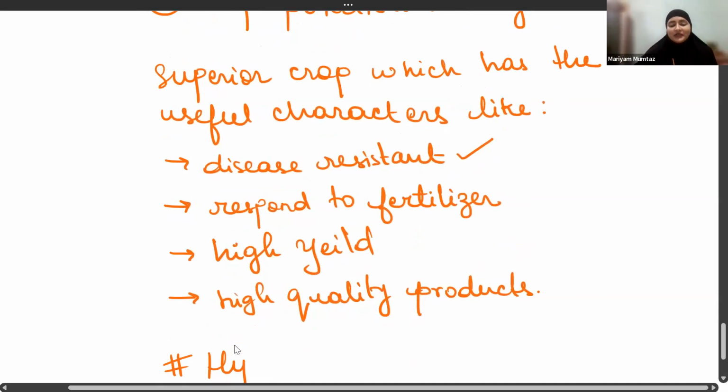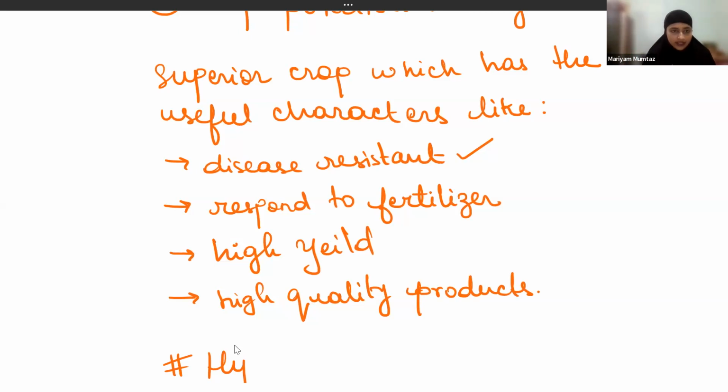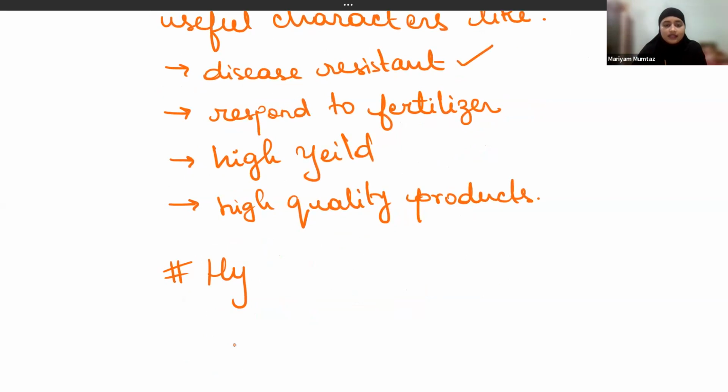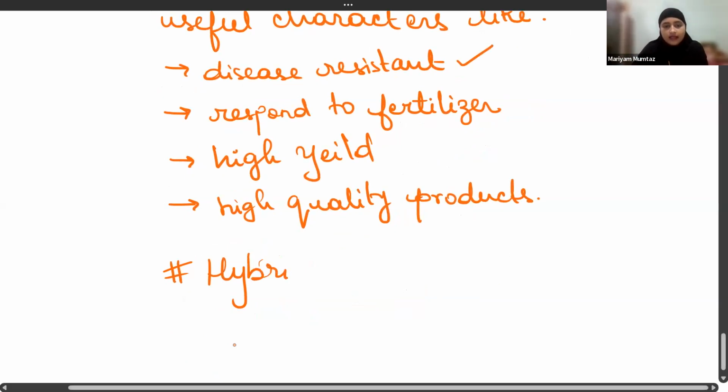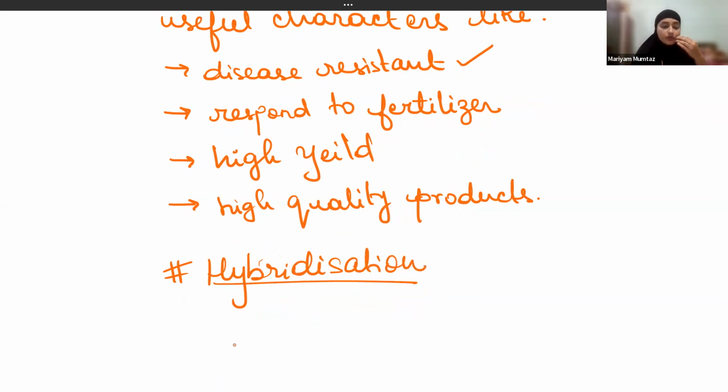So what I wanted to say by this is that since one plant cannot have every character, or all the good things, we try to put every character into one plant. How should we do that? It is done by this process known as hybridization. Through this process, we can introduce all the characters that we want into the plant. So you write down about hybridization.